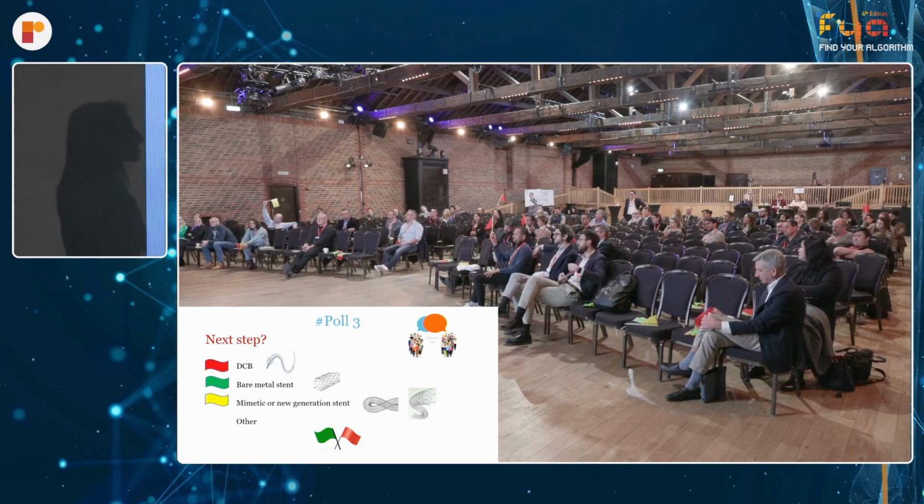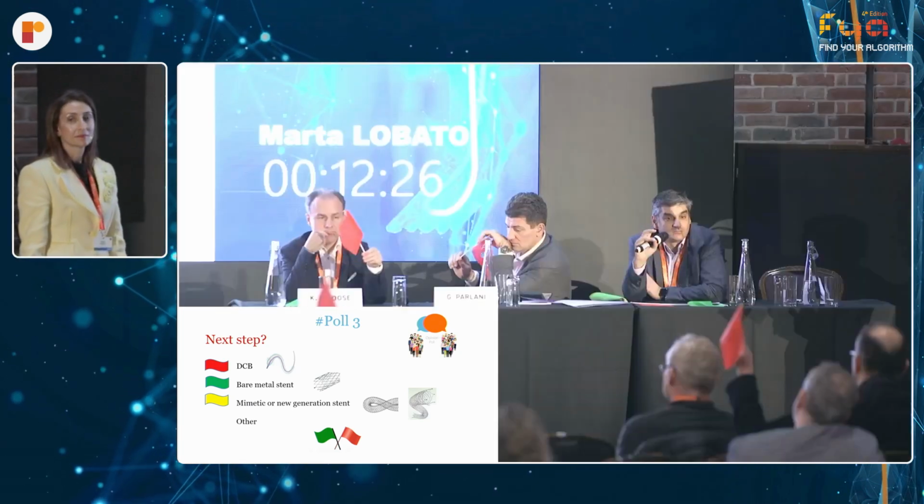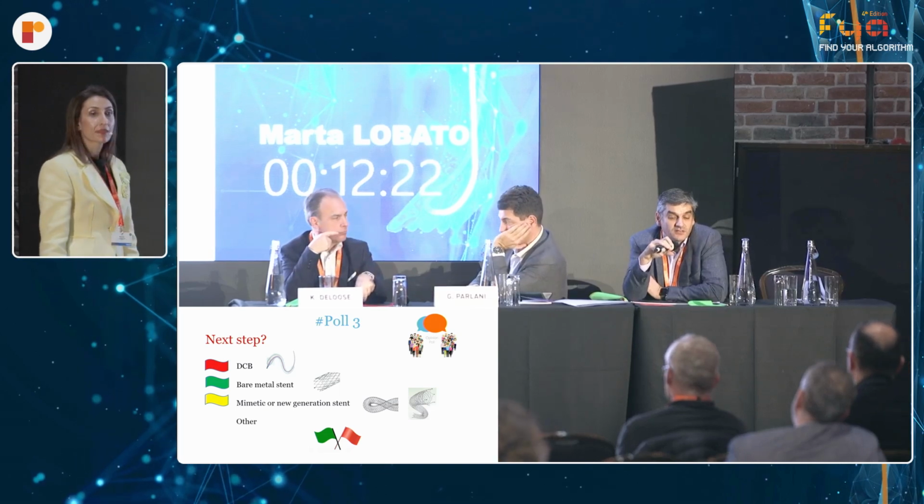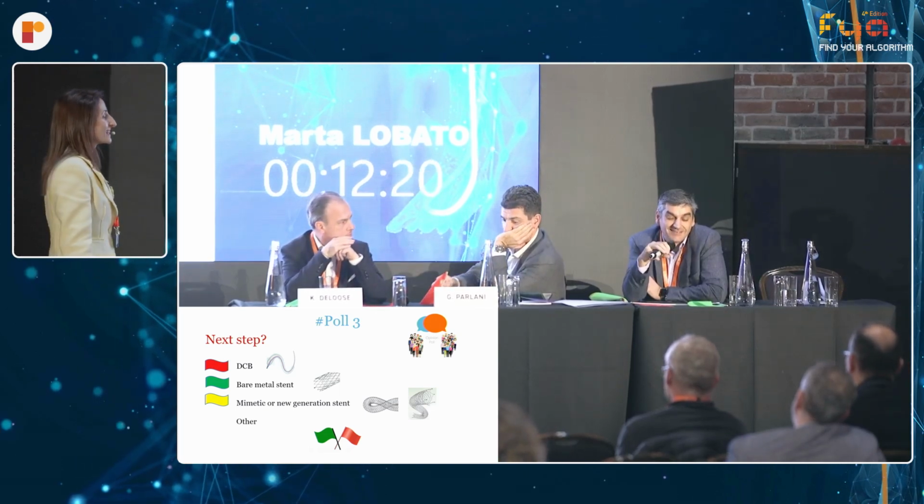A lot of DCBs, some Supera. Can I vote for the other? Yes, other. Just tell us what you would do. I would have checked with IVUS if it's intraluminal, and if it's intraluminal, I would have used an atherectomy device to debulk. Like a Jetstream?